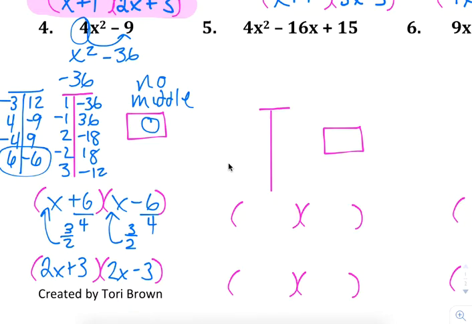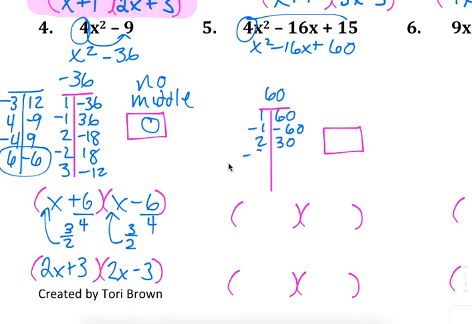Okay? All right, let's go to 5. I'm going to take the 4, swing it over to 15. Makes 4x squared minus 16x plus 60. 60 goes on top of my t-chart, and I start my list. 1 and 60, -1, -60. 2 and 30, -2, -30.